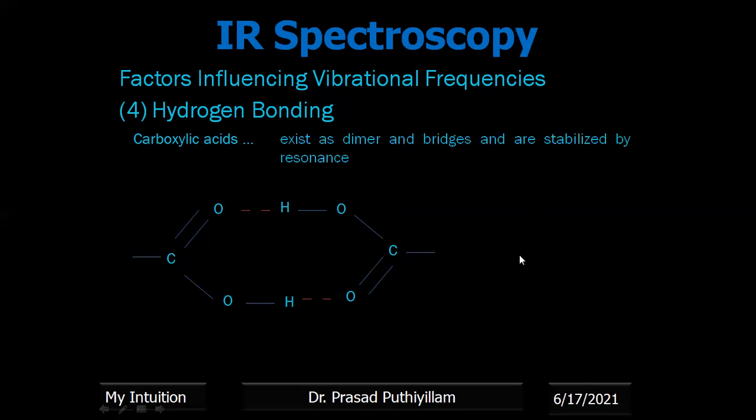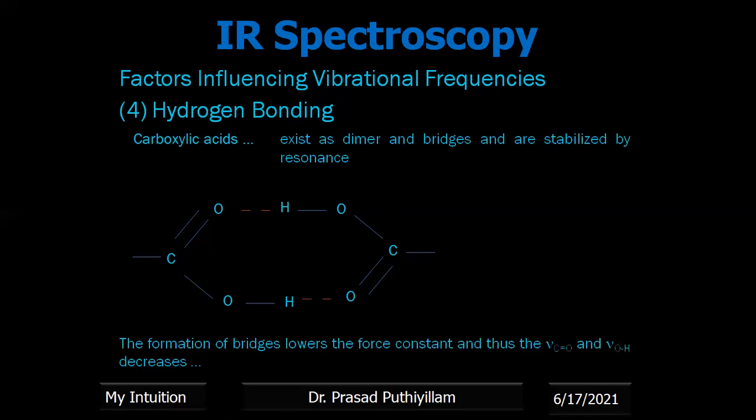Okay, so these dimer bridges are stable, and they are stable also due to the formation of hydrogen bonding. That will affect the carbonyl C double bond functional group as well as the OH functional group. So both will weaken, because it withdraws electrons, or participates in resonance, since it is in a bridged structure.